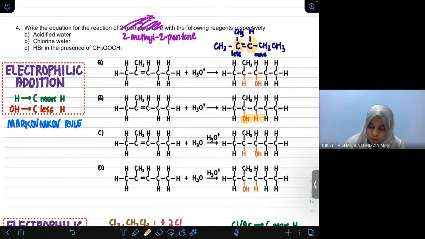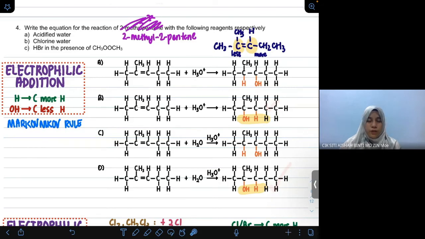Based upon the answer, there are two correct answers. This one is correct, it means hydrogen is added to the carbon with more hydrogen. B is correct, and D is also correct. So what is actually the difference between B and D? Question A and question C are already wrong, because the hydrogen must be added to the carbon with more hydrogen. So B and D are the possibilities. So what is actually the difference?